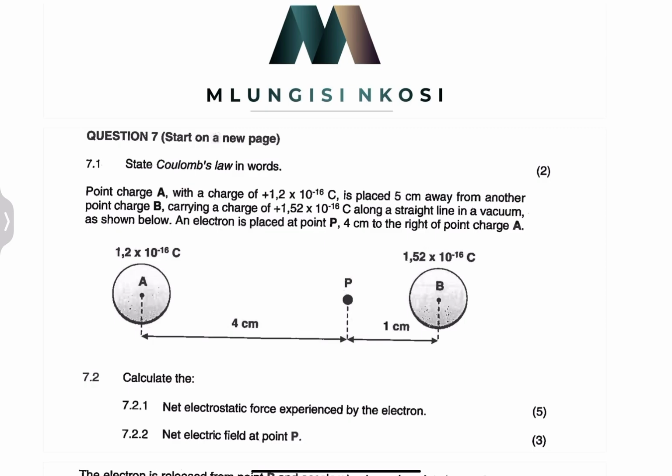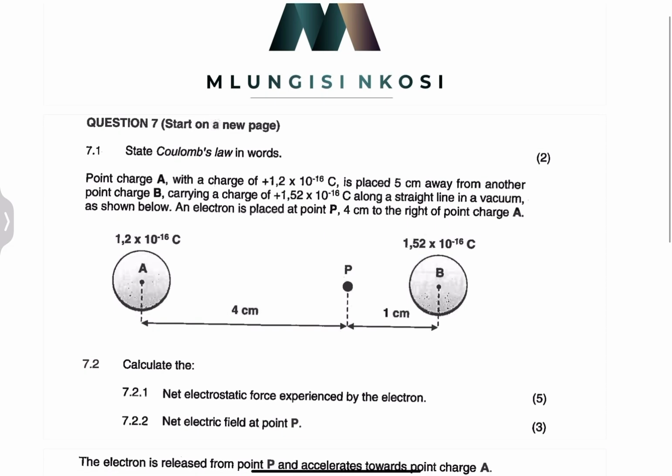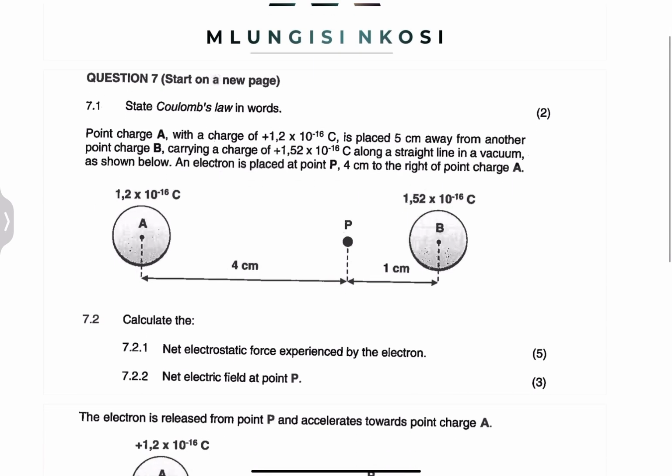All right, so let's get into electrostatics. They say state Coulomb's law, that's 7.1, in words. So we know that Coulomb's law simply states that the force of attraction or repulsion, or you can say the electrostatic force between 2 point charges, is directly proportional to the product of the charges and inversely proportional to the square of the distance apart. So essentially, you're just stating what the formula actually states.